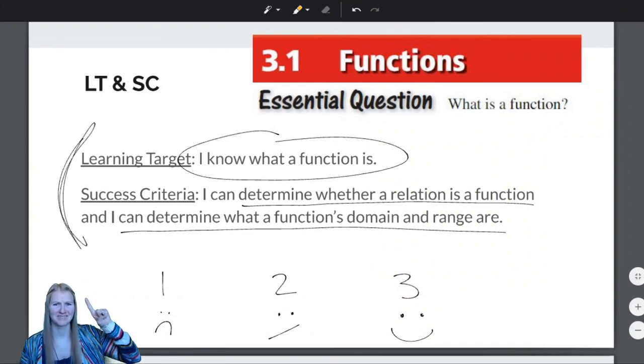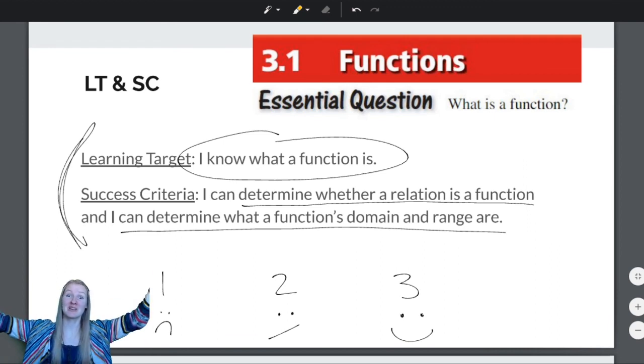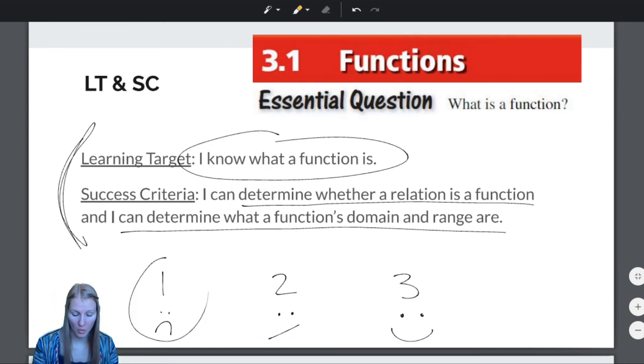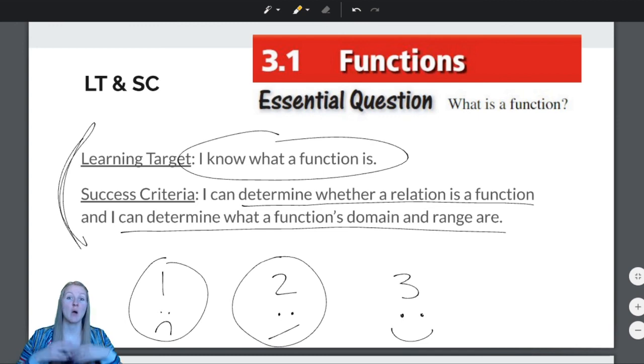Are you a 1? Are you like, I don't know what's going on? Are you a 2 where you're like, some of it makes sense? And are you a 3 where you're like, oh my goodness, everything makes sense. This is wonderful. If you are a 1, it is time to reach out to your teacher, go to after-school tutoring. If you are a 2, now is the perfect time to try your homework and see if you can move that 2 up to a 3.